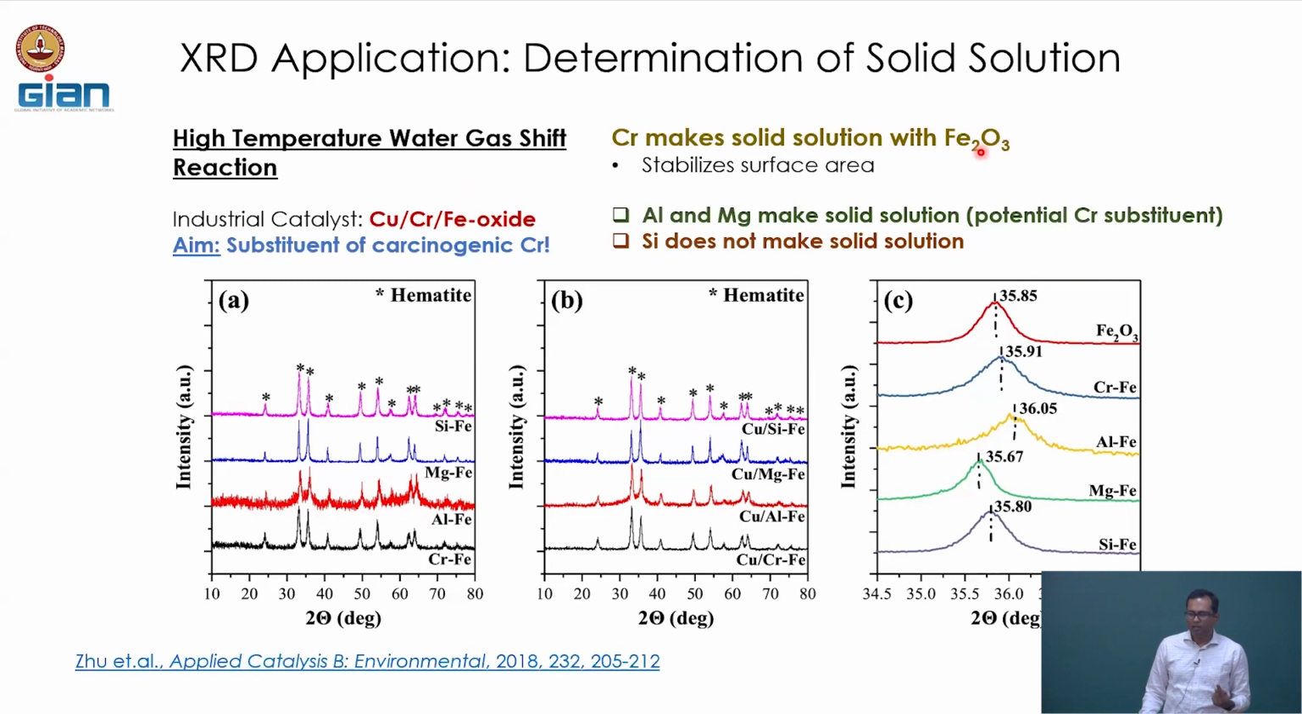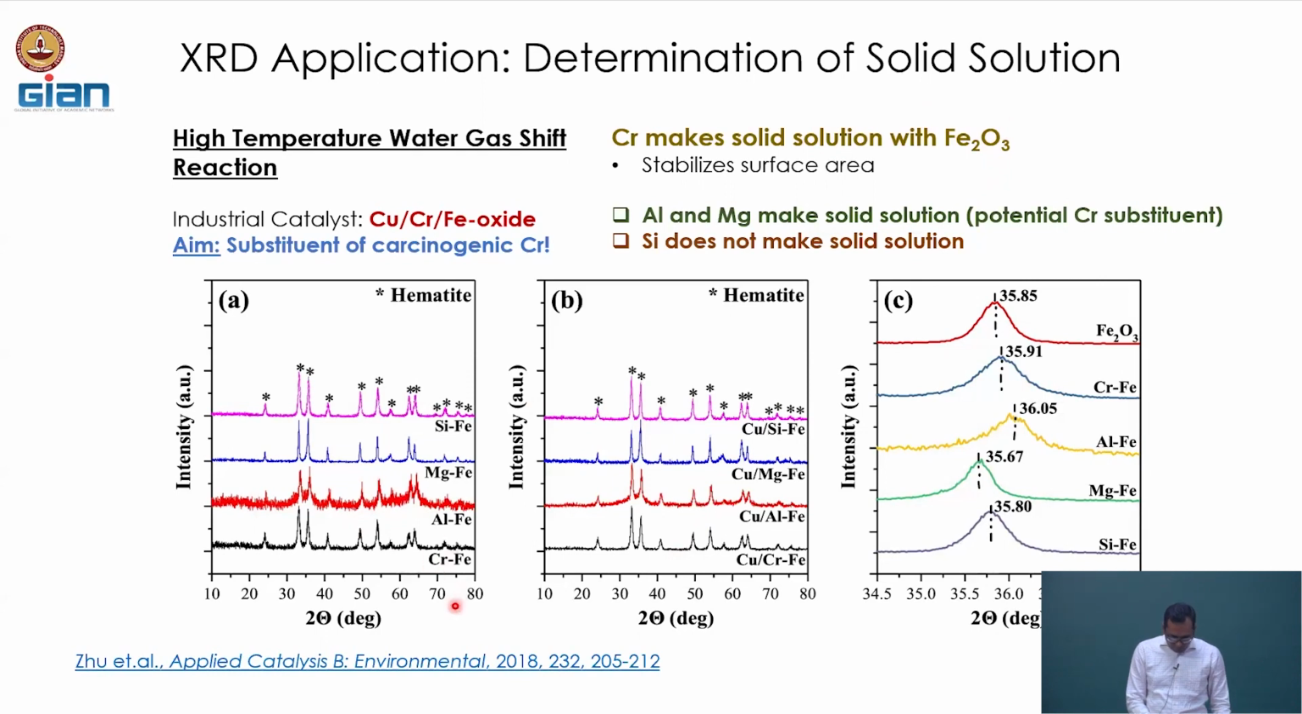So one condition for finding a replacement for chromium is that we need to find a material which can make a solid solution with iron oxide, just like the chromium was doing, such that we can have that stable phase, and hence it can be a potential substituent of chromium in the industrial catalyst. For that, the authors tried 3 different earth abundant materials. One is silicon, and the other 2 are magnesium and aluminum. Let us just look at the XRD patterns of these materials.